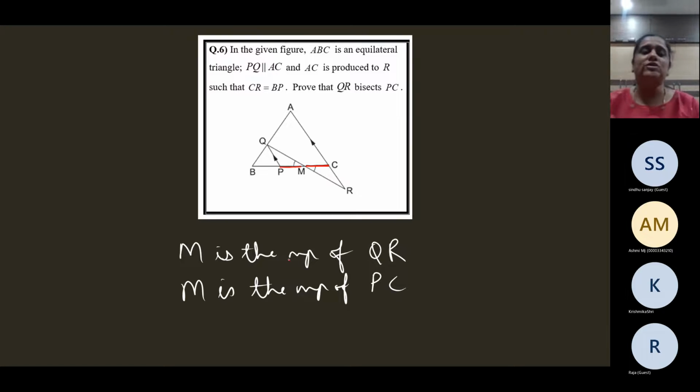So for this, Krishmika, which two triangles have you to take? To prove that PM is equal to MC, which two triangles have we to prove congruent? QPM and CRM, ma'am. Correct. We'll have to take up QPM and CRM and show that they are congruent to each other.